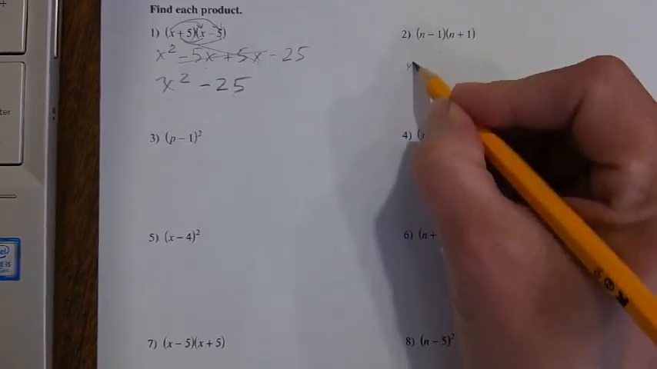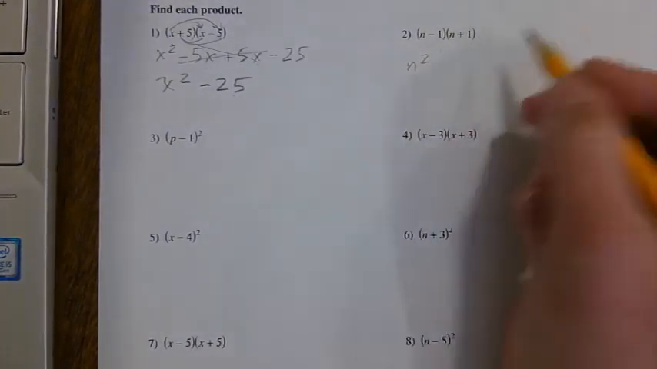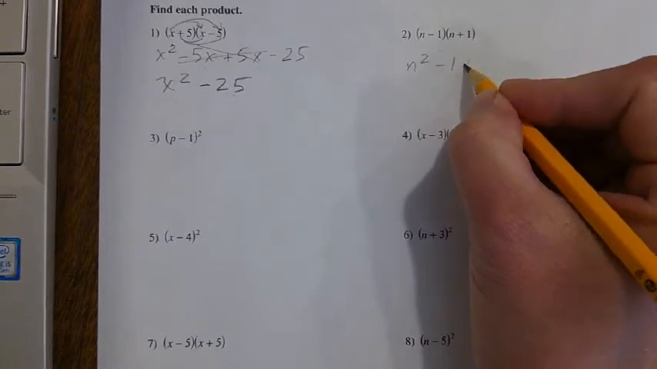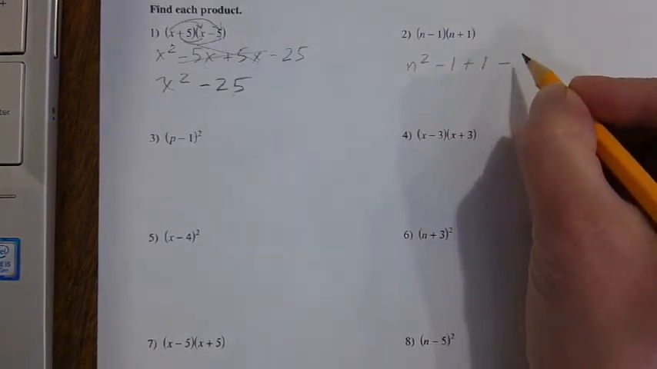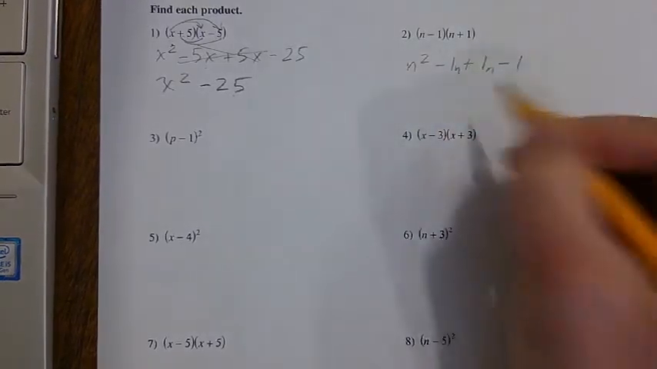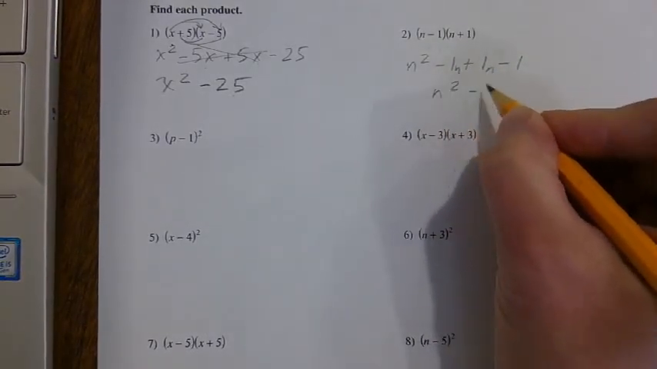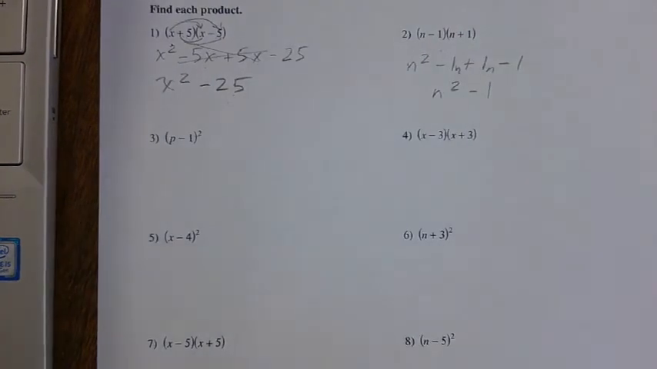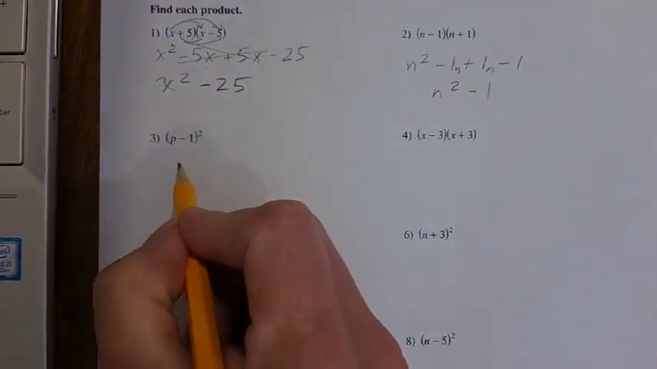You're going to have, again, n squared. I'm not even going to do the work because I kind of know what it's going to be. Then it's going to be 1, and then negative 1. So you end up with n squared minus 1. The same principle applies here.